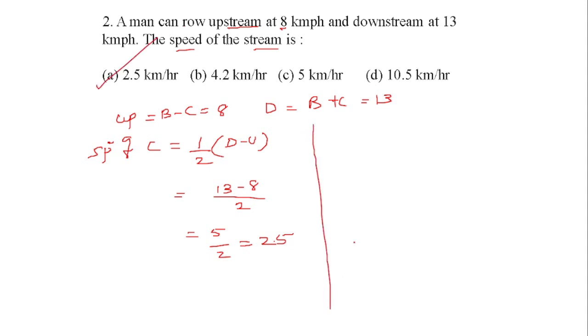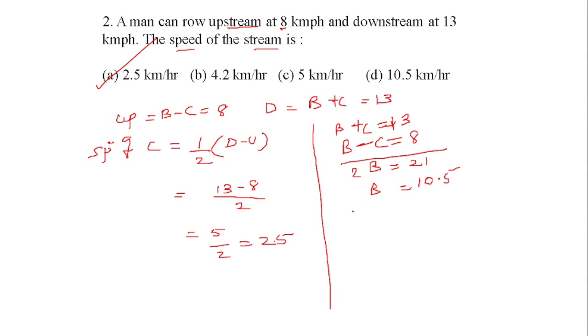Or you can solve in this way. B plus C is given as 13 and B minus C is given as 8. C and C will get cancelled. 2B is equal to 13 plus 8, that is 21. So B you will get 21 upon 2, that is 10.5.